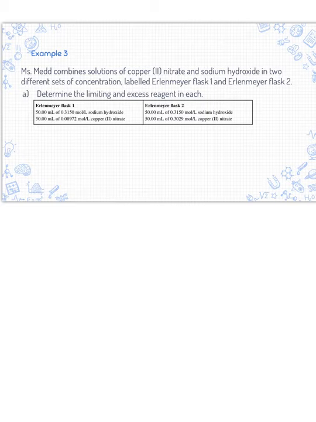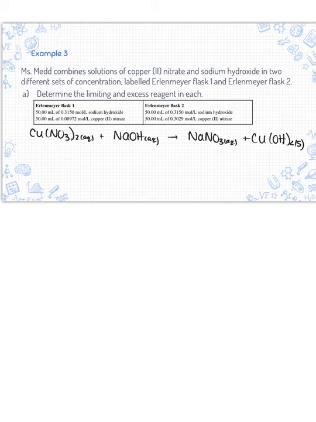Now this is the same reaction in both, so I'm just going to write out one general reaction for us. So copper 2 nitrate solution and sodium hydroxide are combined, and we're going to make sodium nitrate solution, and we get a copper 2 hydroxide precipitate. To balance, we need 2 sodium hydroxides, and we're going to make 2 sodium nitrates.